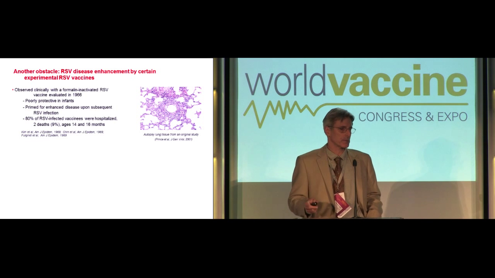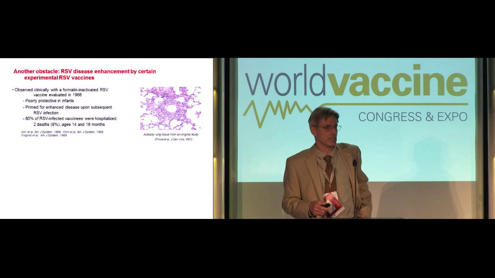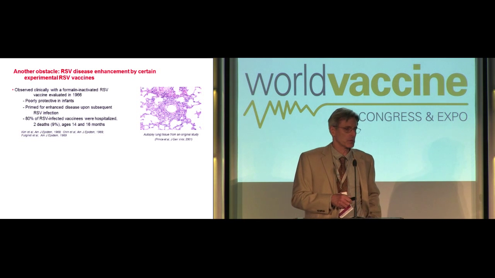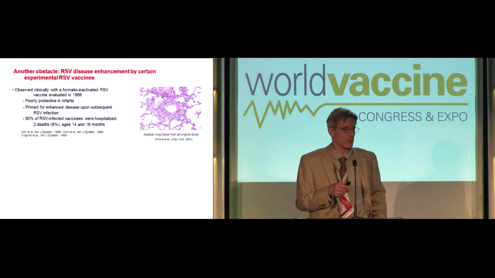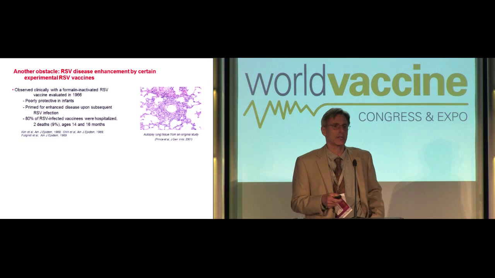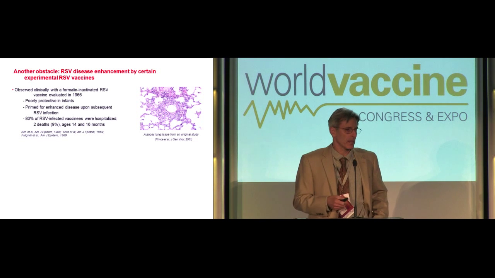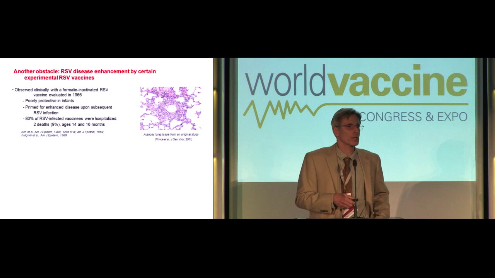And this is perhaps the biggest obstacle, which is the disease enhancement that's associated with certain RSV vaccines. This was first observed in this well-known episode with a formalin inactivated vaccine that was evaluated in 1966 in a number of field trials. And this was done in infants and children. And it turned out to be poorly protective.